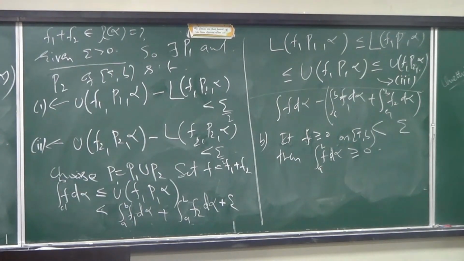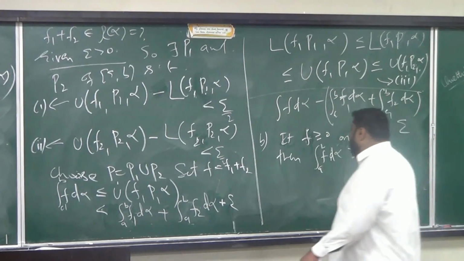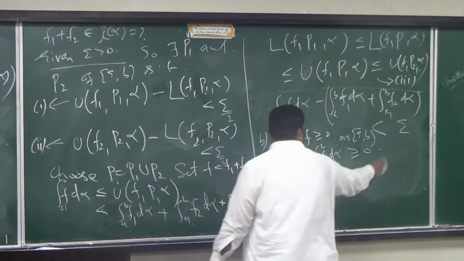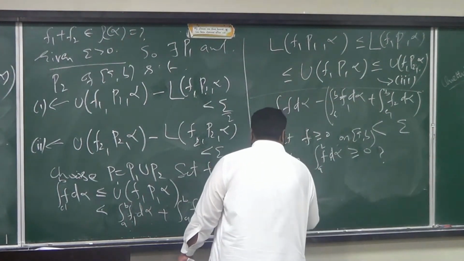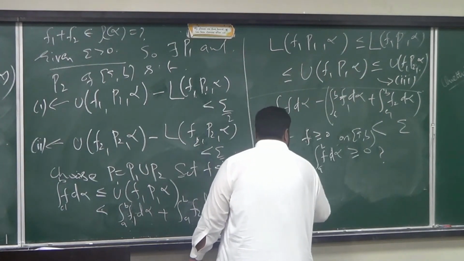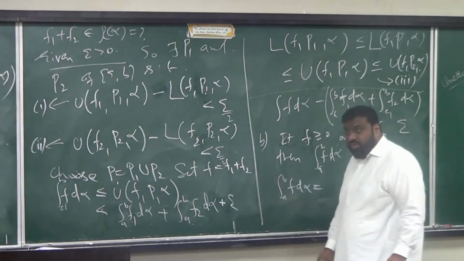Of course, just take f to be the difference. Now why should this be non-negative? Just think about it. The integral from a to b of f d alpha, this is equal to what?